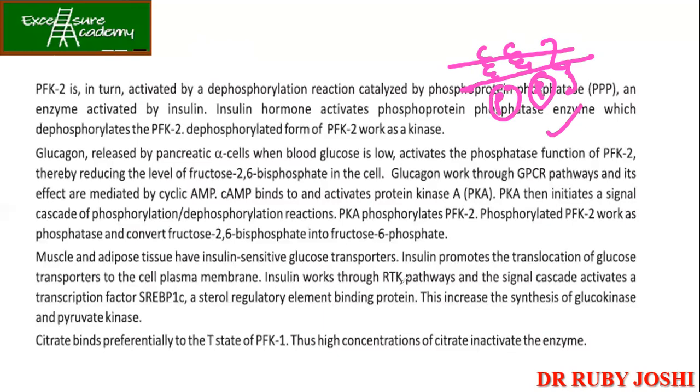Okay. So insulin works through RTK pathway, and the signal cascade activates transcription factor SREBP1, which is a sterol regulatory element binding protein. So this will increase the synthesis of glucokinase and pyruvate kinase. Citrate binds preferentially to the T state of PFK1, and hence high concentration of citrate is required. So now if you see how beautifully all these components like citrate, ATP, AMP, fructose 2 bisphosphate, कैसे ये आपके एक्टिविटीज को on and off कर रहे हैं, ठीक है? So that is all overall just regulating the activity of your enzymes.